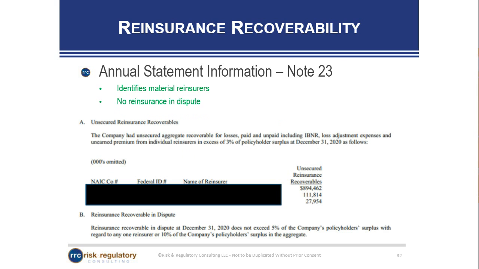Then if you jump to the annual statement and jump to note 23, in this case it shows you who the largest reinsurers are, that there's no amounts in dispute that are significant to the reinsurer, et cetera. So it gives you a little bit more on the credit amount.